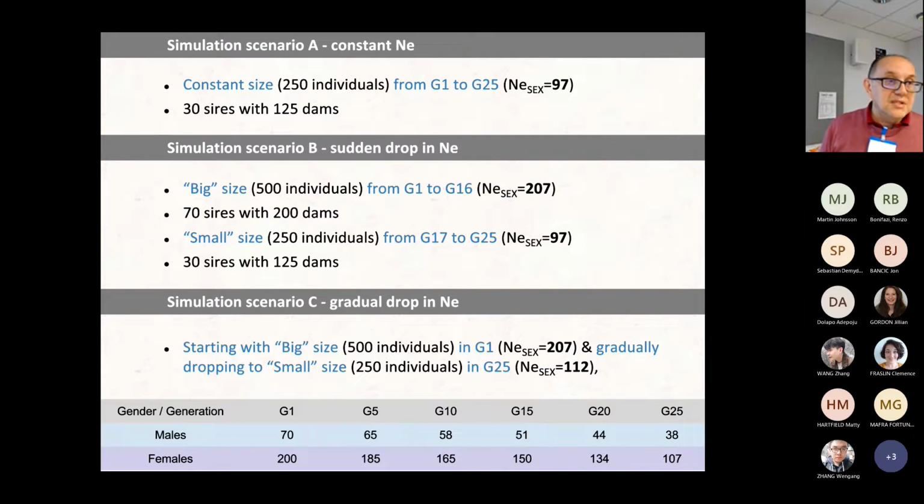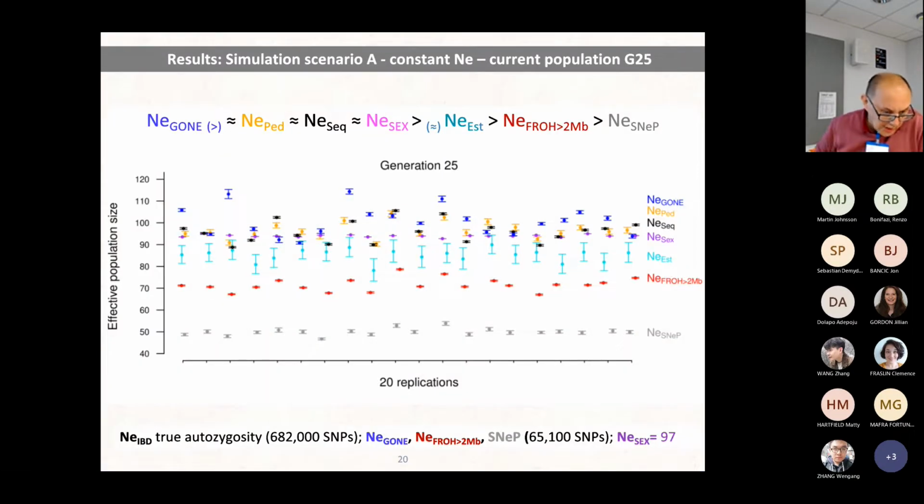In scenario C, we had a gradual decrease in the effective population size, as shown in the table. Why is it gradual? Because the sex ratio changed slowly and then dropped. We cannot get to 97, but you will see the trends. This is 20 replications. We were also doing 100, but we decided to present results on 20 because the trends can be seen. In this case, you will see GONE, PED, and then SEX.